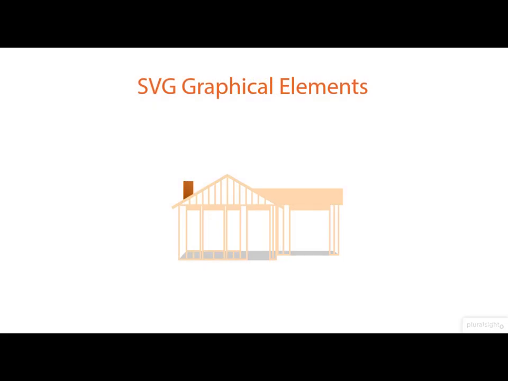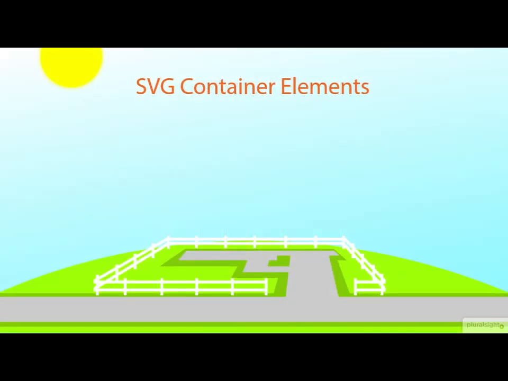The materials used to build the structure are much like the SVG graphical elements that give the SVG graphics their structure. The lot or land is similar to an SVG container element. These elements can contain graphics or other container elements.